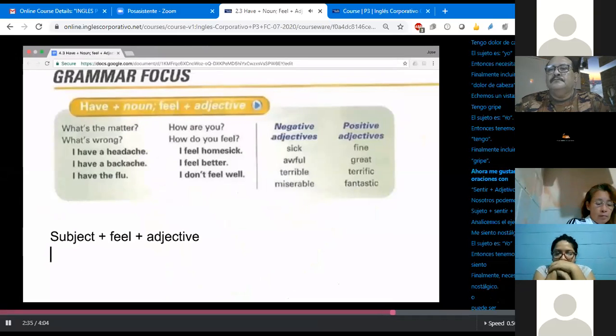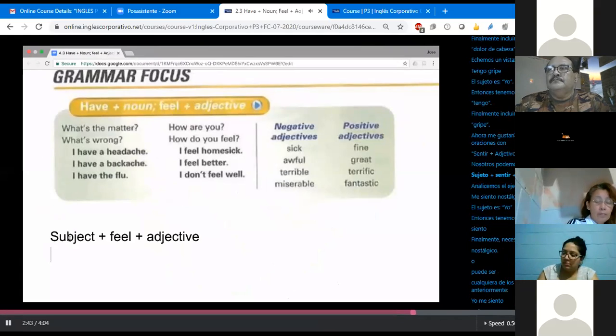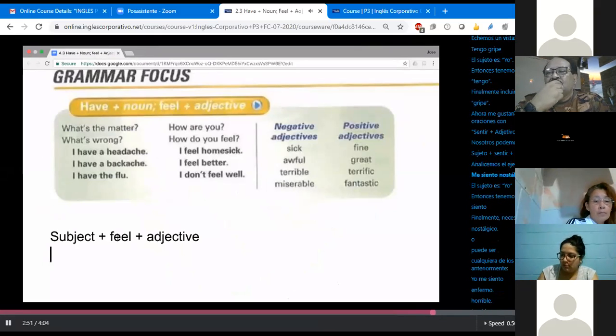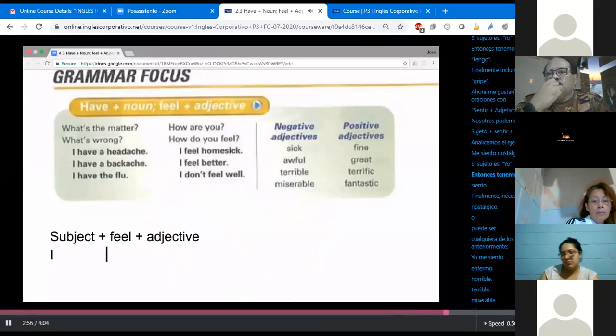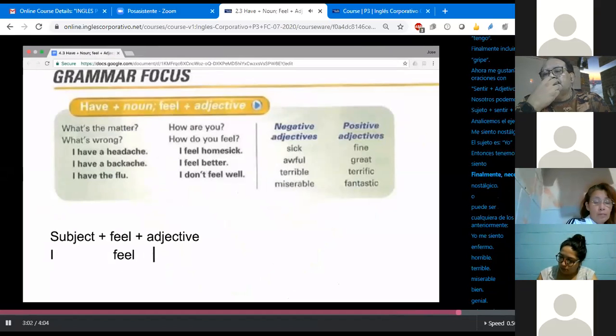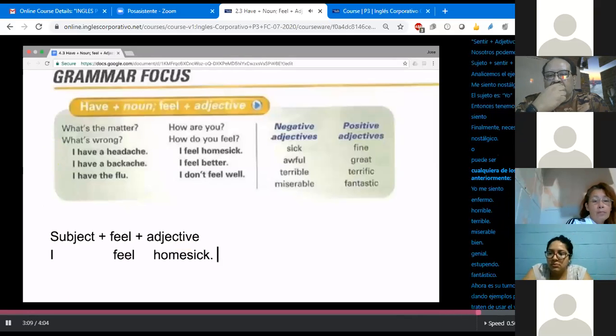Now, I would like to show you how to form statements with feel plus adjective. We can follow this formula: subject plus feel plus adjective. Let's analyze the example, I feel homesick. The subject is I. Then we need to add feel. Finally, we need to put an adjective, homesick. Or it can be any of these adjectives towards the right.